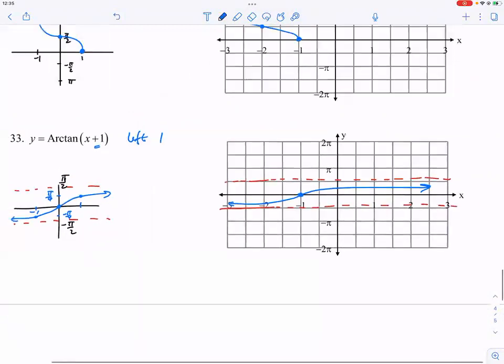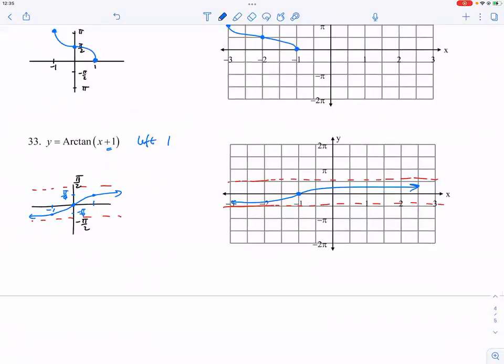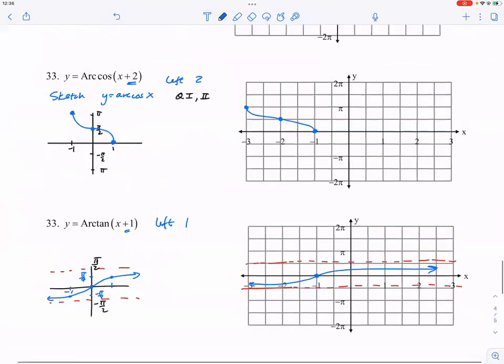So make sure you know how to sketch the graph. Sketch the original parent function. That would be a good thing to do tonight, just making sure that you can sketch all these shapes properly.